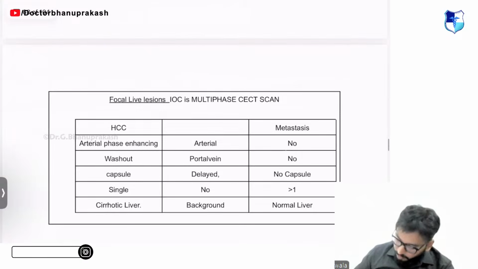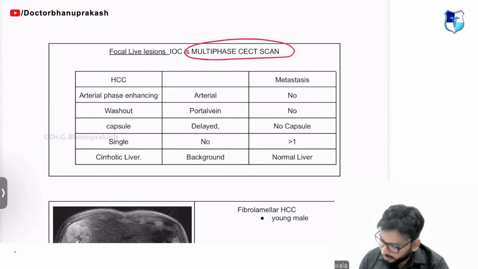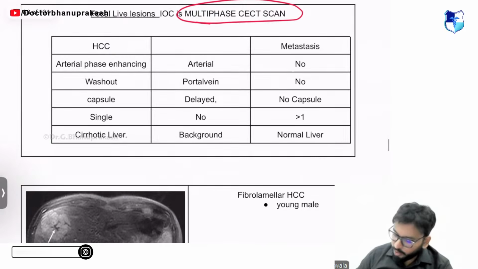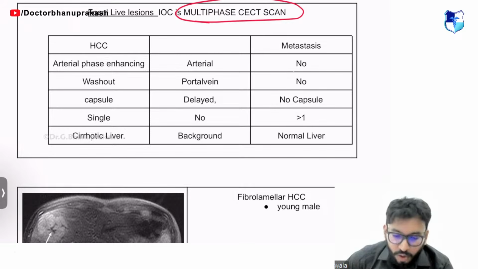Moving on. Focal liver lesions. Investigative choice is a multi-phase CT scan. That is an MCQ if you want to remember. The question that is usually asked is how do you differentiate a hepatocellular carcinoma from metastases on a CT scan?